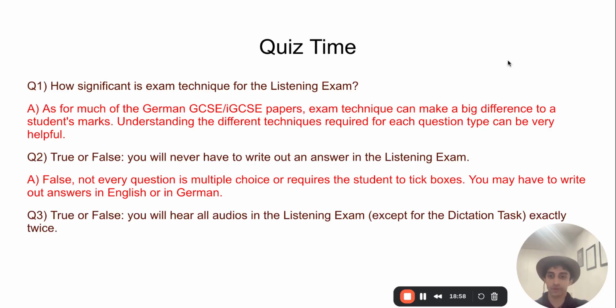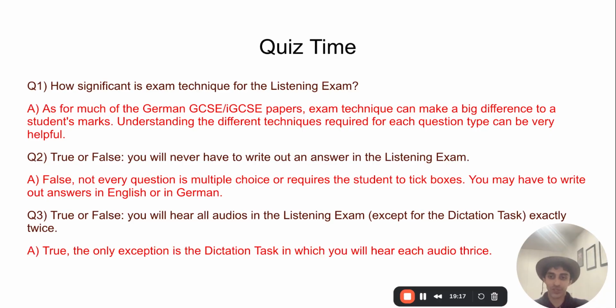Number 3 then, true or false, you will hear all audios in the listening exam except for the dictation task exactly twice. Okay, now let me reveal the answer for this. This one is true. The only exception is the dictation task, in which you would hear every audio thrice, or 3 times. But the original statement was true then, because the dictation task was already mentioned as an exception.